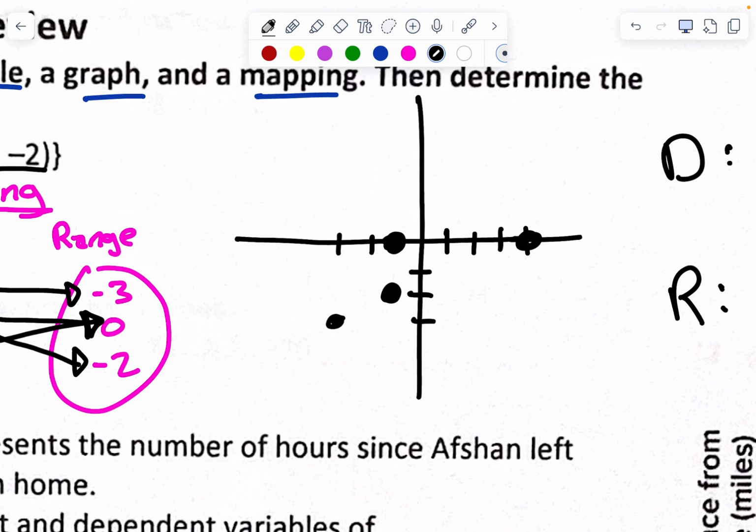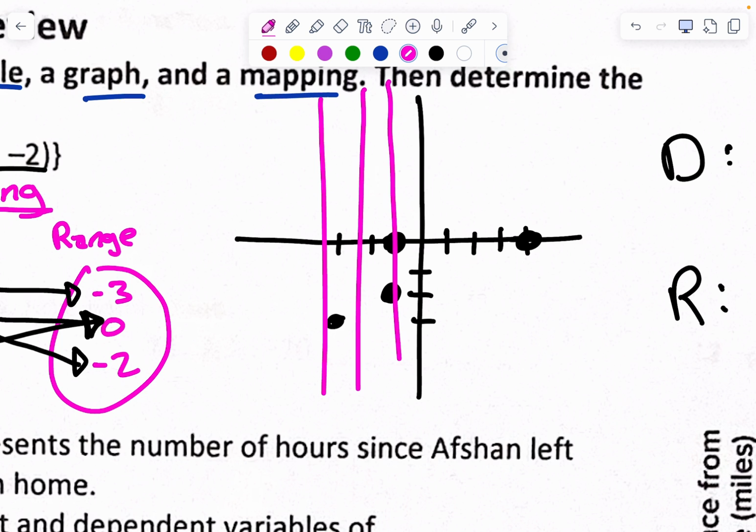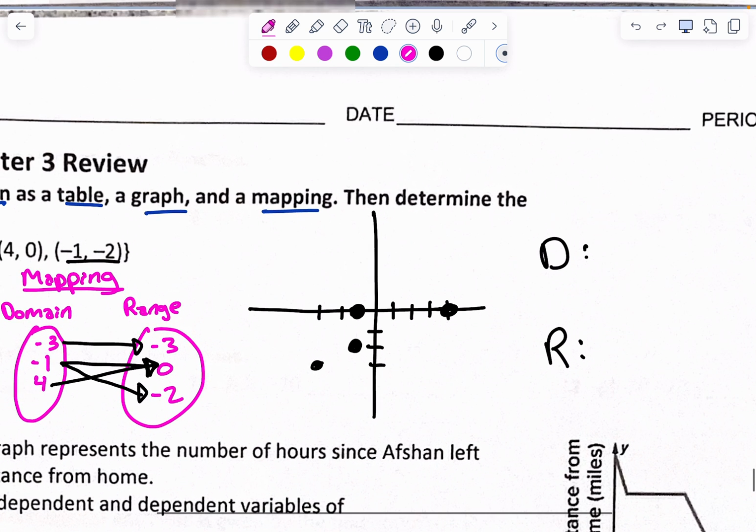Now, looking at this graph, how do I know that it is not a function? If I do the vertical line test, it's going to fail right there. You see that? It's going to touch 2 places. So that's how I know by looking at the graph that it's going to fail.